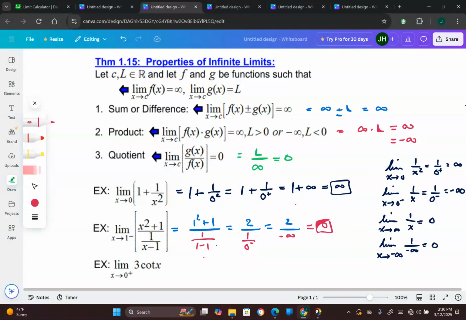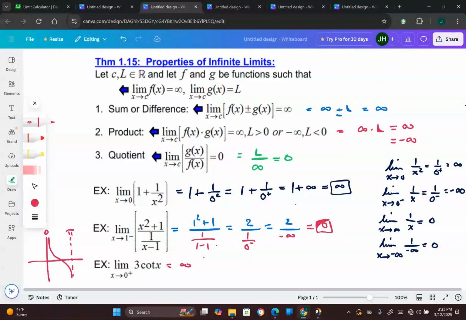Now with trig functions, you almost have to understand where your asymptotes are. If I ask for the graph of cotangent of x, the 3 just stretches it. Cotangent of x has an asymptote at 0 and an asymptote at pi. And what cotangent does, cotangent goes downhill. So if you're on the right-hand side of an asymptote, it goes to infinity. If you're on the left-hand side of an asymptote, it goes to negative infinity.